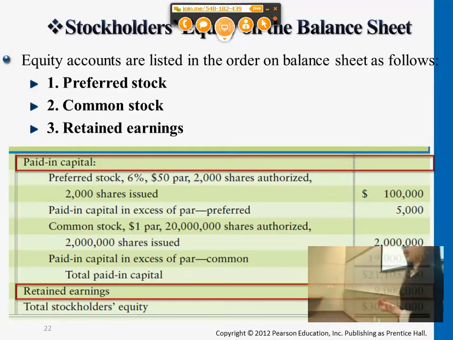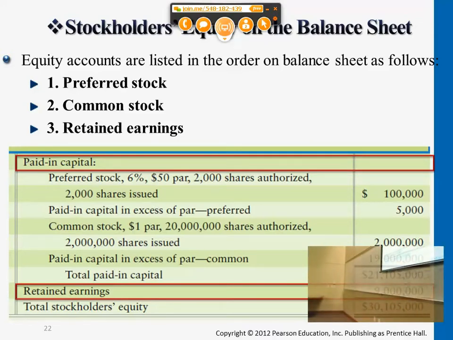You see preferred stock, the balance $100,000, paid in capital $5,000. That means that's the portion while they issue the stock that's above face value of preferred stock. Okay, that's the second account. Third, you see common stock. Overall, the face value times shares is $2 million. And then paid in capital, again, the premium. The part while the company issue common stock that's above face value, worth $19,000.